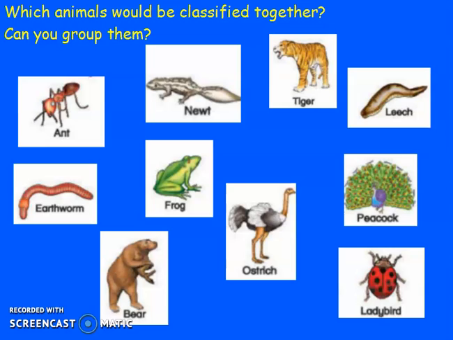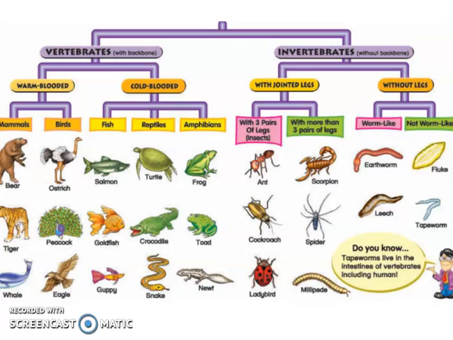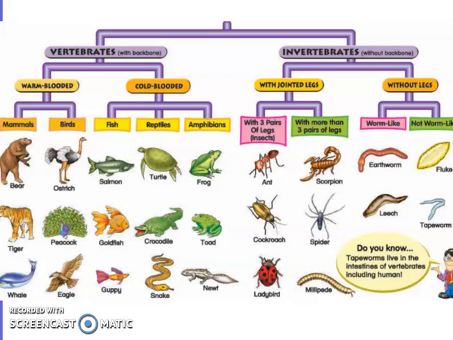Welcome back. Have you had a go at grouping these creatures? Well, here's an example of what that might look like. This is what's called a classification key. It's a way of organising these animals into groups. Some of the animals you've just looked at are on here.